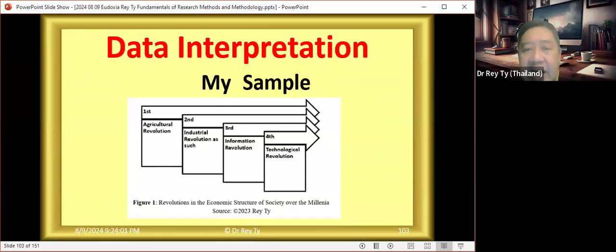Okay, here, a sample of data interpretation. I said there are four major revolutions in human history. The first one was the agricultural revolution. The second one was with the machine. And the third one was the information revolution. The fourth one is technology. So you write a story, you make a story, okay?